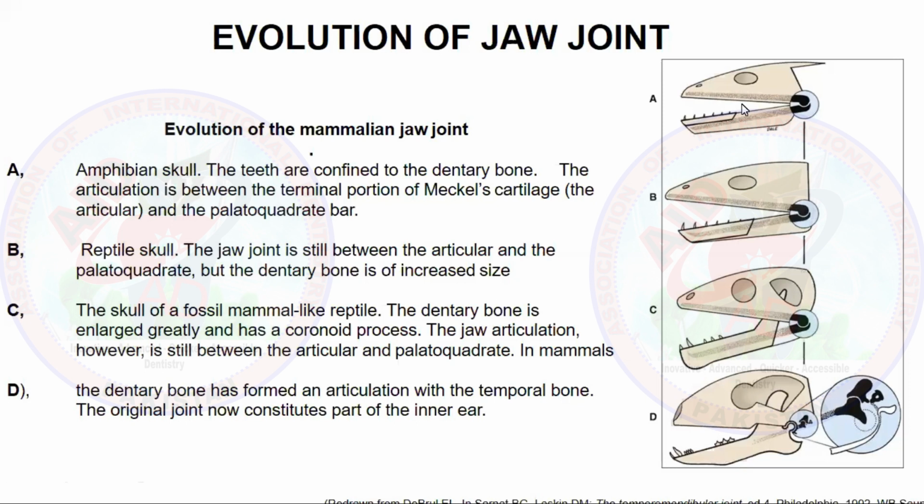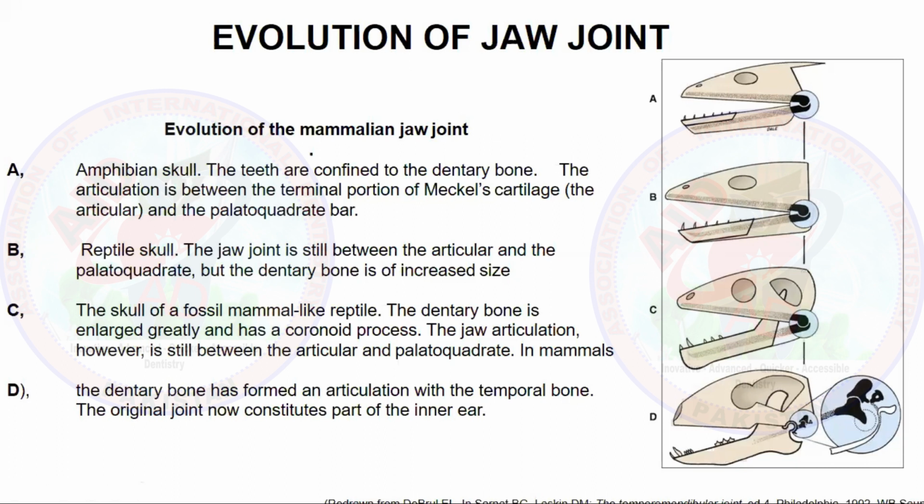The time passed, and then the reptile skull started. In the reptile skull, it is in between the articular area and the palatoquadrate. That is the palatoquadrate here, and a small joint-like structure has started appearing. But what is there? The dentatory bone has increased in size. Here you see the dentatory bone is very small. But with the passage of time, the dentatory bone has enlarged in size, and now it is approaching up to this middle area.